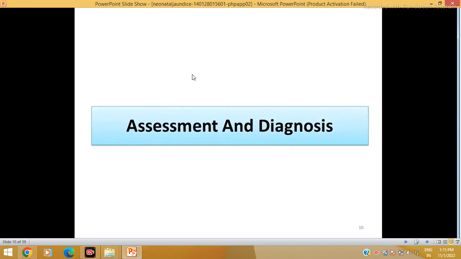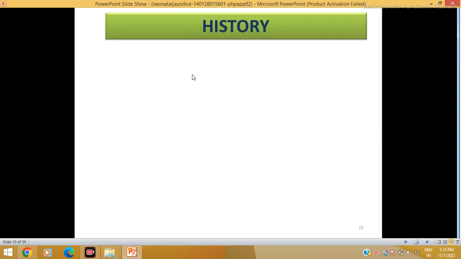Then the assessment and diagnosis of jaundice. First is the history. In most pediatric diseases or disorders, we should take a detailed history, because half of the problem we can solve with the history. So detailed history taking is very important in almost all patients, but especially in pediatric patients.